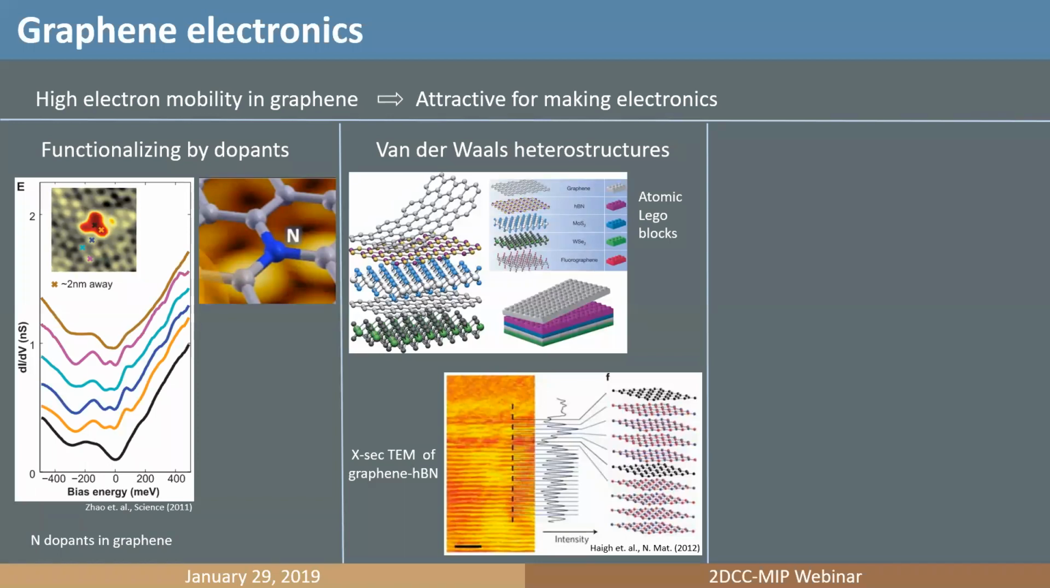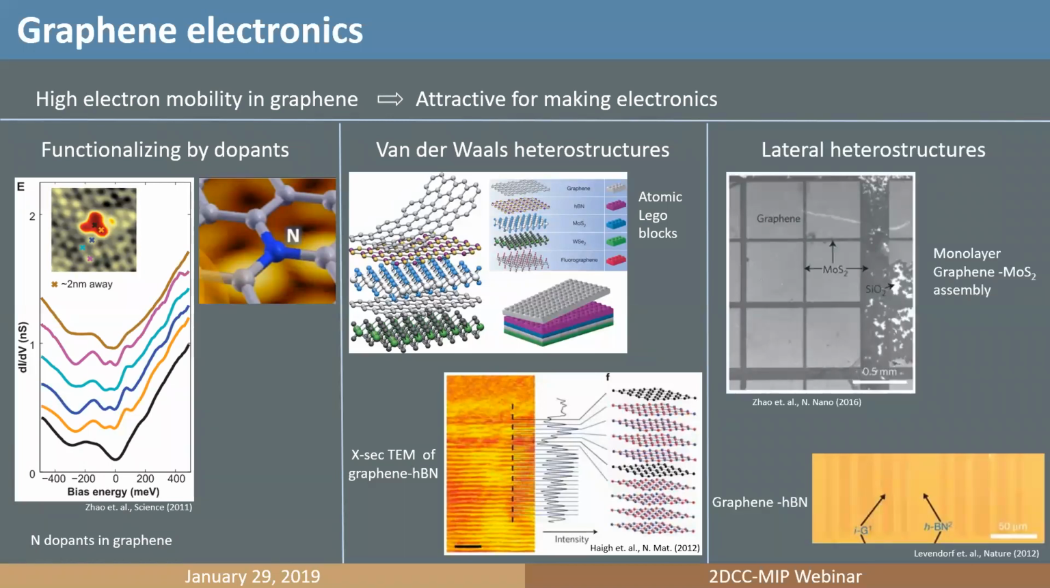And so the idea here is that electrons in one layer can affect the electrons in the other layers. So here is a cross-sectional TEM of a graphene hexagonal boron nitride stack. Another method that people have done is using lateral heterostructures, where at the interface of different materials, some interesting electronic properties can emerge. So here, people have tried making transistors out of graphene interfaced with MoS2. And here is another one where graphene is interfaced with hexagonal boron nitride.